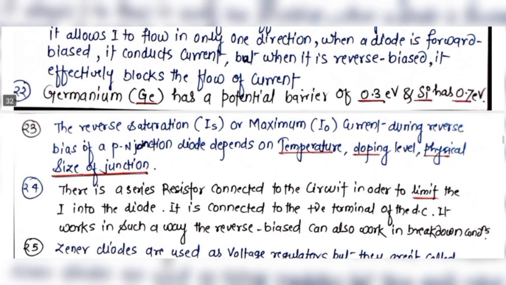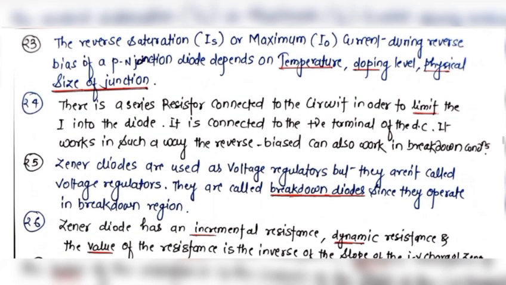Germanium has a potential barrier of 0.3 eV and silicon has 0.7 eV. The reverse saturation current I0, or maximum current during reverse bias of a PN junction diode, depends on temperature, doping level, and physical size of the junction.